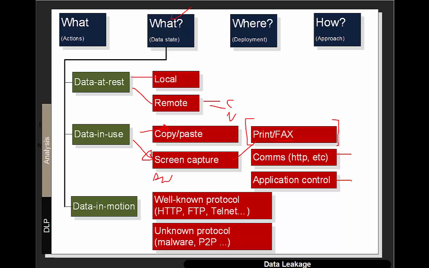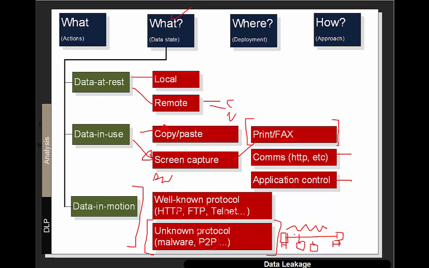Then we look at the data in motion. That's the data across the network, looking at well-known protocols, HTTP, FTP, Telnet and so on, but also looking at ones that are less known, such as malware protocols or peer-to-peer, and generally creating tunnels through the network. What we don't want for data loss prevention is a tunnel that goes from host to host, as we'll see a little bit later, as all our intermediate devices will struggle to actually see any of the data inside the tunnel. So often within a network, tunneling of data from one host to another is actually barred.